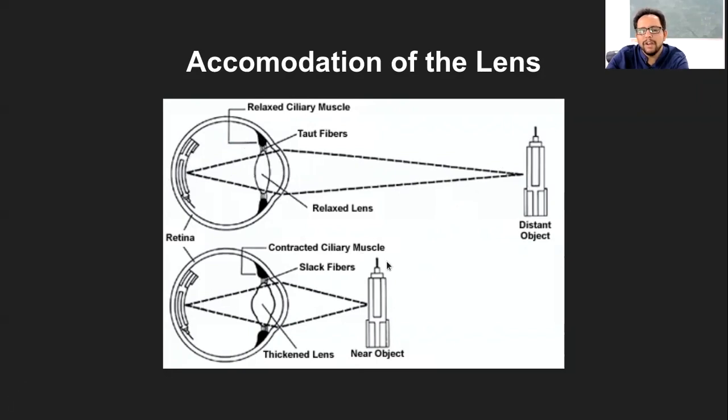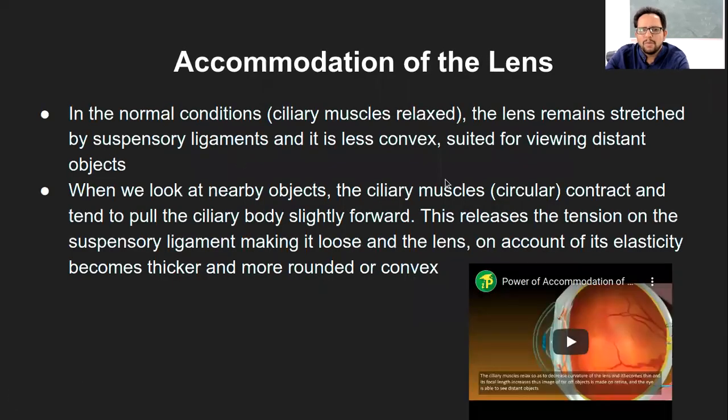And on the contrary, if the object is closer, you try to make your lens more stout. That's when these muscle fibers, rather the slack fibers, or what we call suspensory ligaments, are relaxed, and that's how the image will be formed on the retina. So that was the accommodation of the lens.